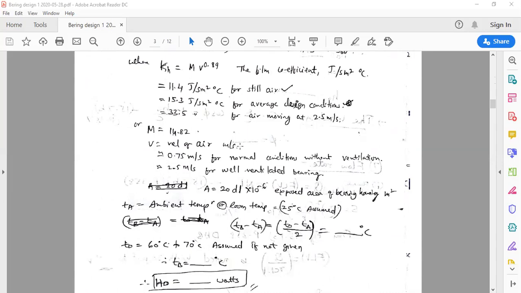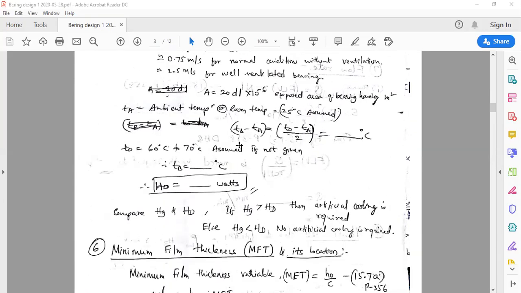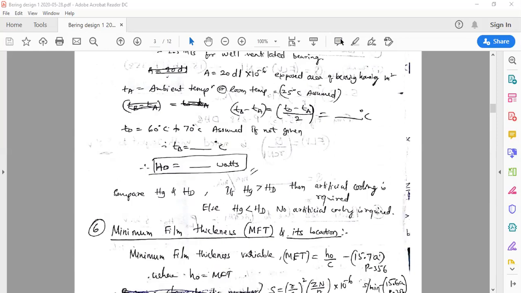Now let us take another example where the dimensions related to the shaft as well as the bearing and viscosity values will be given. Based upon that we have to carry out the solution, either the calculation of coefficient of friction, the calculation of heat generated, minimum film thickness, whatever may be asked, that we have to calculate. So I will take one example.